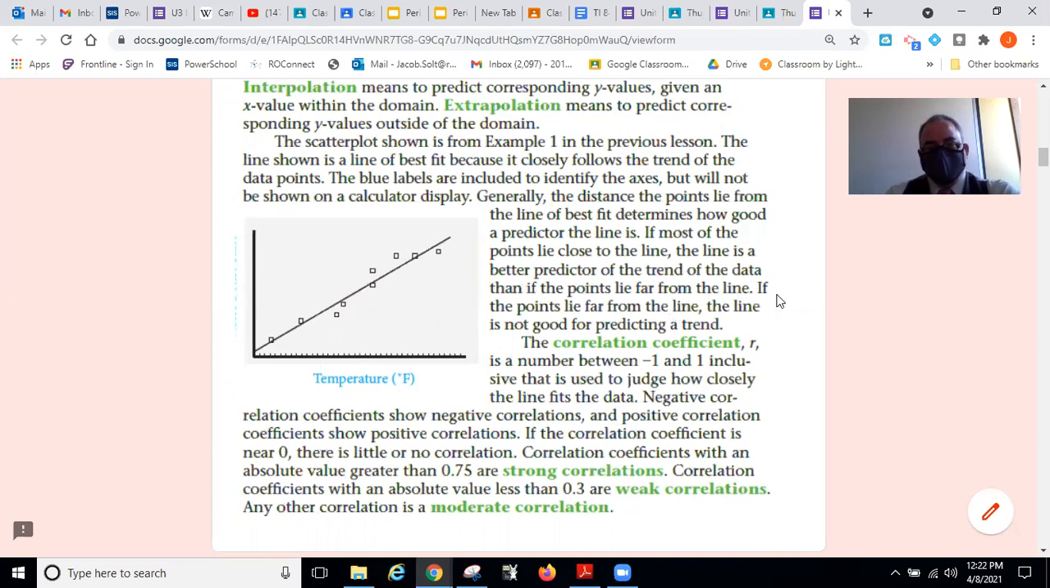If the points lie far from the line, it is not a good predictor of a trend. If I had dots far away from my line, that would tell me this is not such a good predictor. Because all my dots lie really close to the line, this is a pretty decent predictor.